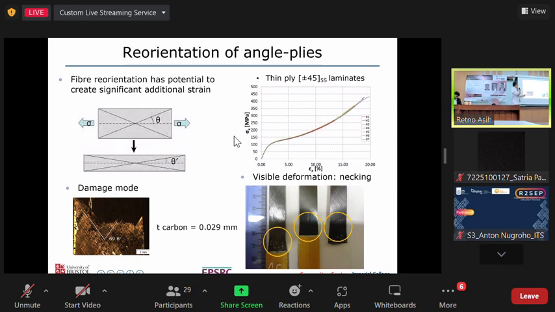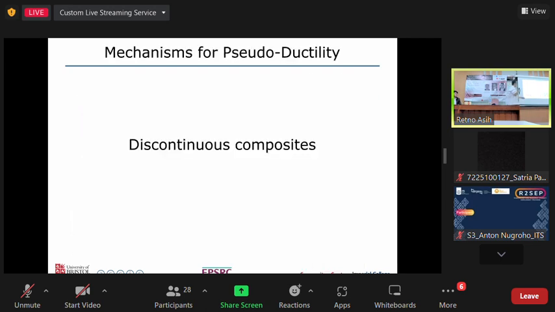So it was adopted by our colleague, Dr. Jonathan Fuller. And what we see here is a visible deformation. It's a different concept than the hybrid composite, the UD ply, where we can see the change of color. Here we can see the change of shape, a necking. This is quite interesting, and this can be designed also.